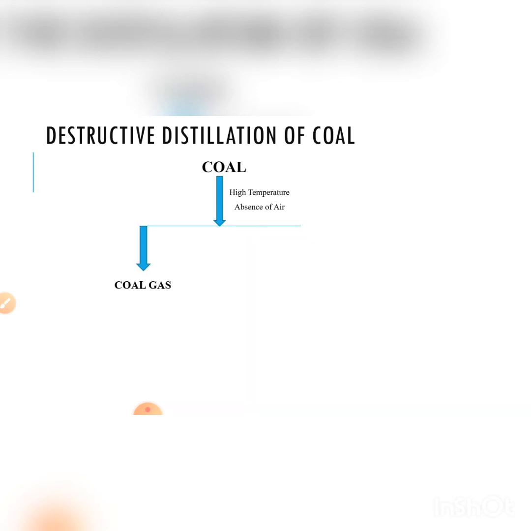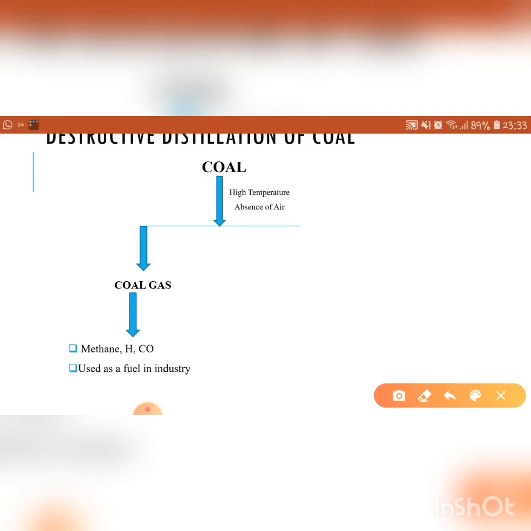First one is the coal gas. The composition of this coal gas includes methane, hydrogen, and carbon monoxide. This means that these gases are present in the coal gas. What are those gases? Methane, hydrogen, and carbon monoxide. This coal gas is used as a fuel in industry.